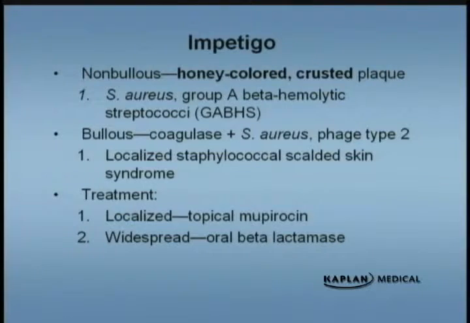We're going to review some of the skin infections now. We'll start off with impetigo. Impetigo can be the bullous or the non-bullous type. Non-bullous, look for honey-colored crusted lesions. It is usually caused by Staph aureus, also the group A beta hemolytic strep.